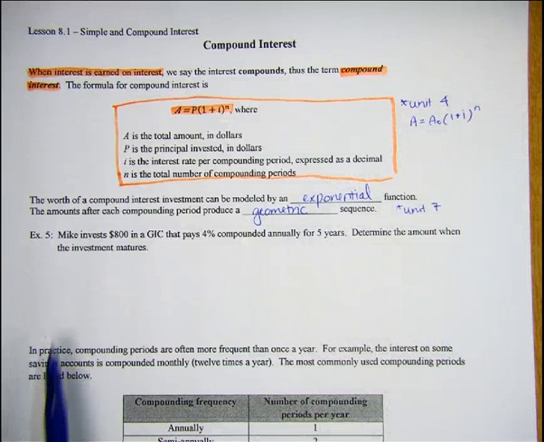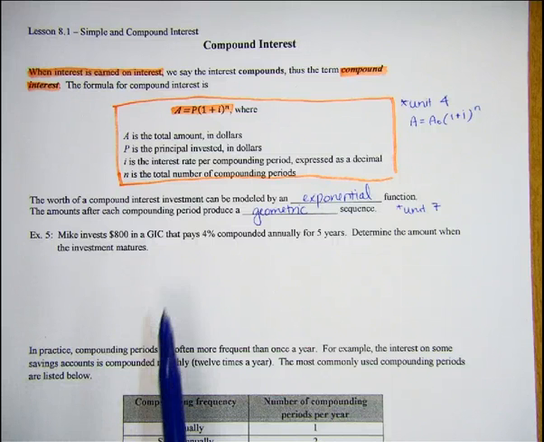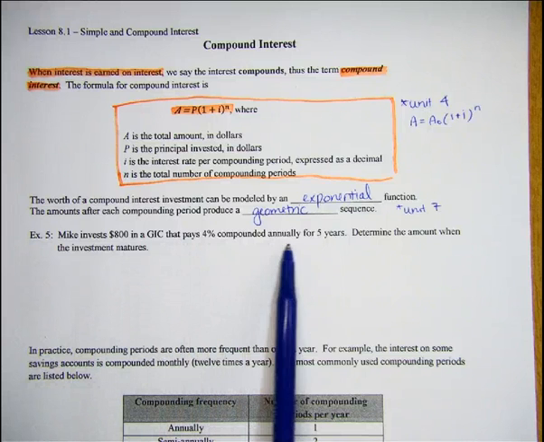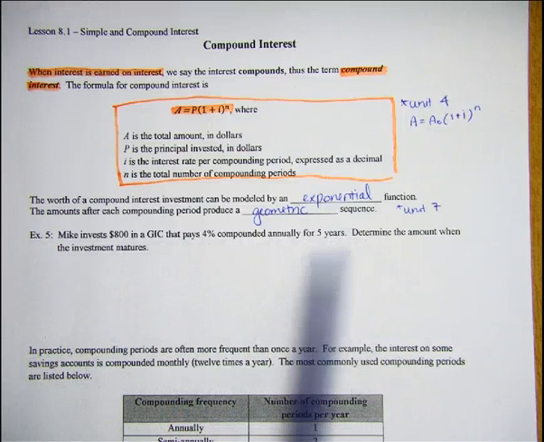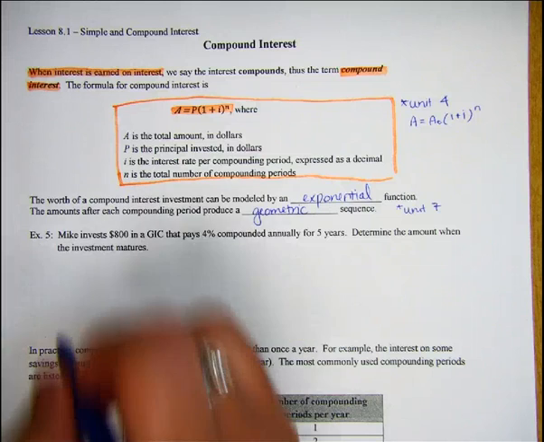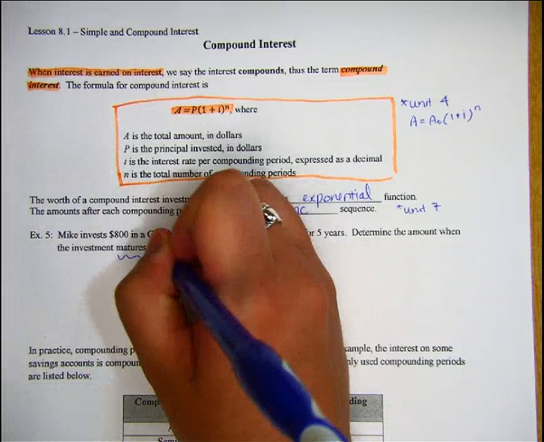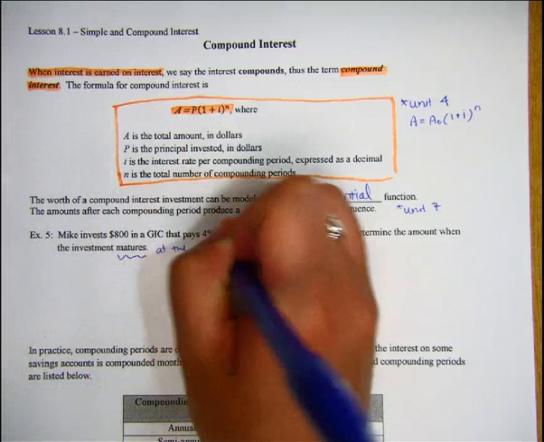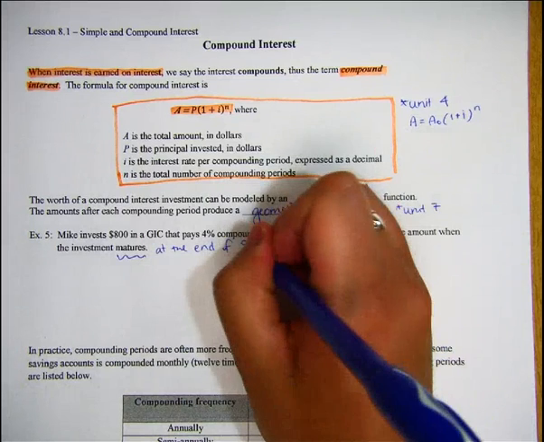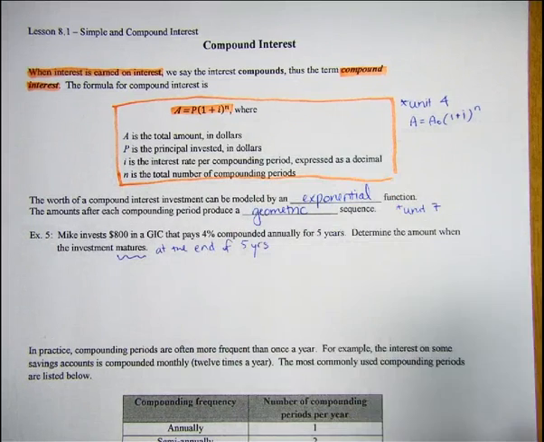All right, let's go over this example. Mike invests $800 in a GIC. Sorry, GIC is Guaranteed Investment Certificate that pays 4% compounded annually for 5 years. Determine the amount when the investment matures. Matures means at the end of the 5 years, the investment term.